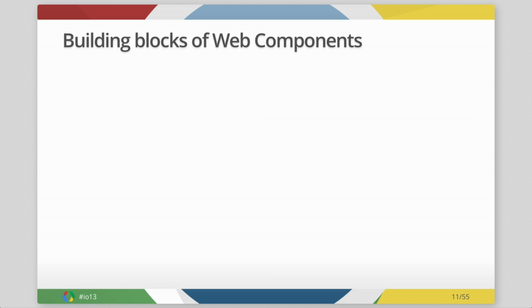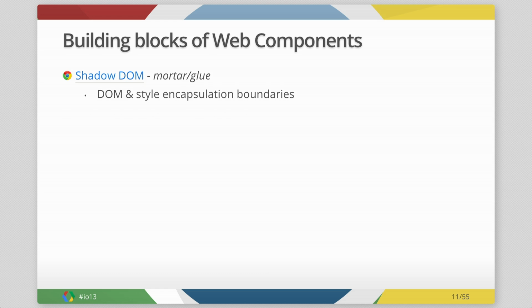So when I think of web components, right, so this ecosystem, this umbrella terminology for new stuff, I think of four main sort of areas. I think of Shadow DOM. This is sort of the foundational glue, the mortar. This is how we get encapsulation for free on the web.